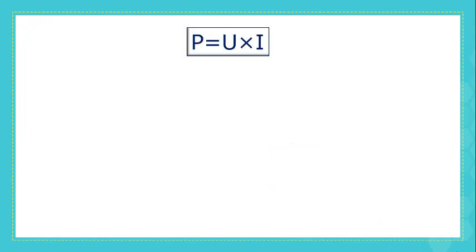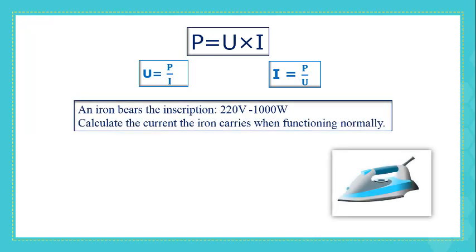Power is equal to UI. To calculate the voltage, we have to divide power by electric current. To calculate current, we divide power by voltage. Pause the video to solve this application, then continue watching to check your answer.